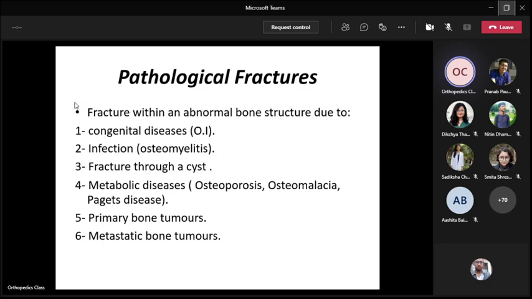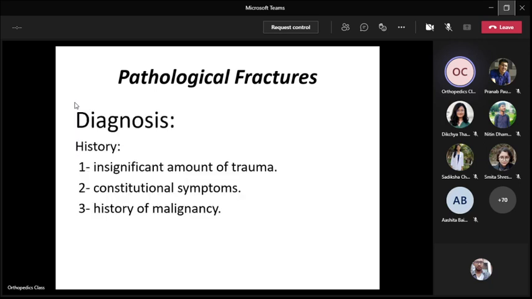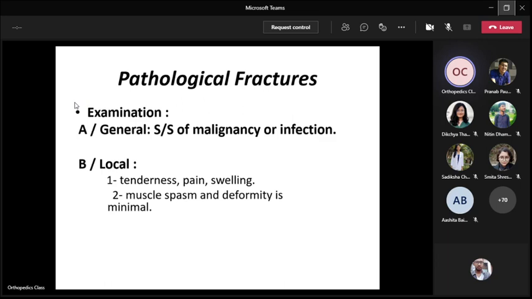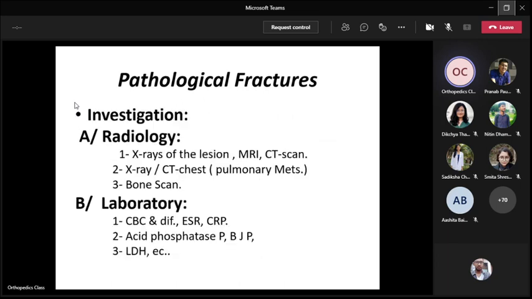So to diagnose pathological fractures, history is important. Trivial trauma, history, constitutional symptoms, and if there is a history of malignancy, that is always suspicious for secondary sources. Examination: general examination for malignancy, infection, local tenderness, swelling, and deformity. The radiological examinations are always there.